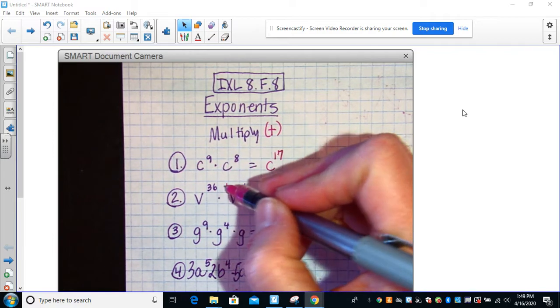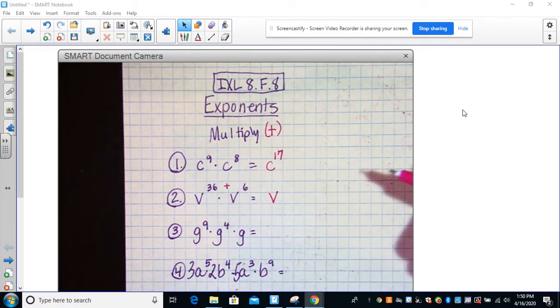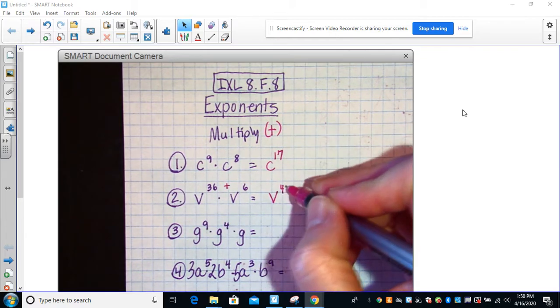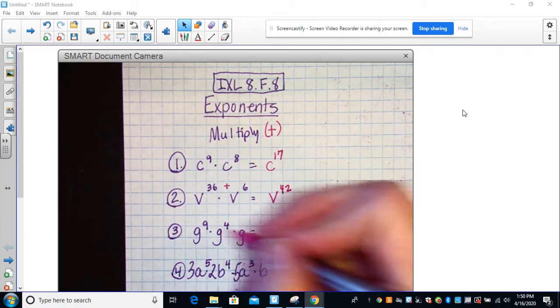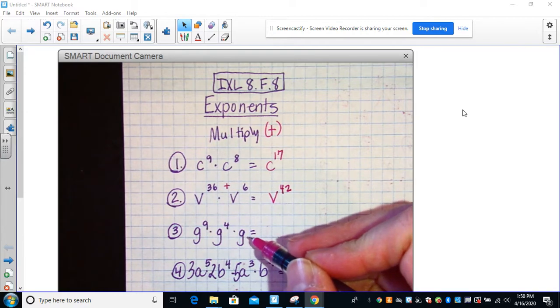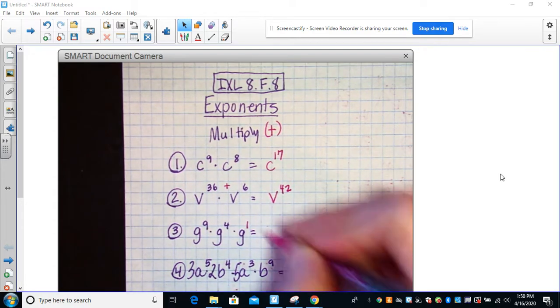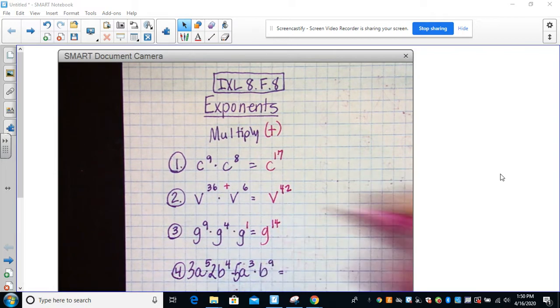Same thing here. We add our exponents. The base is V. When you add 36 plus 6, you get 42. Here, this G does not have an exponent, so we put a 1. And now let's add 9 plus 4 is 13, plus 1 is 14. G to the 14th power.